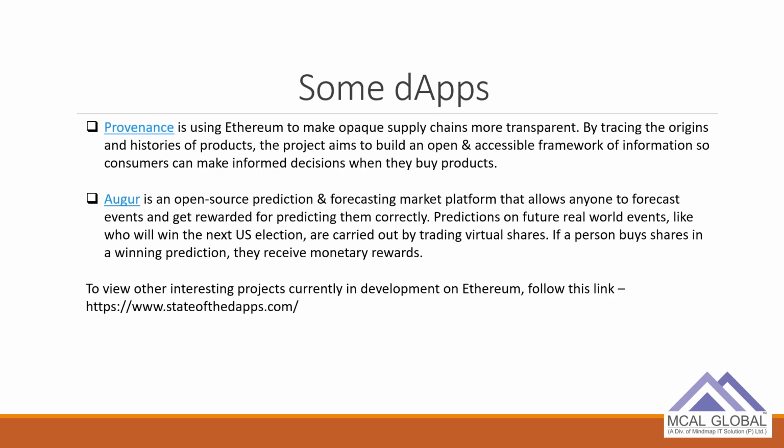Next is Provenance. So it is using Ethereum to make supply chains more transparent. We talked about the trade supply chain case, right? So Provenance is built on that use case. By tracing the origin and history of products, the project aims to build an open and accessible framework of information so that you as a customer are always aware of the origin of that particular product.